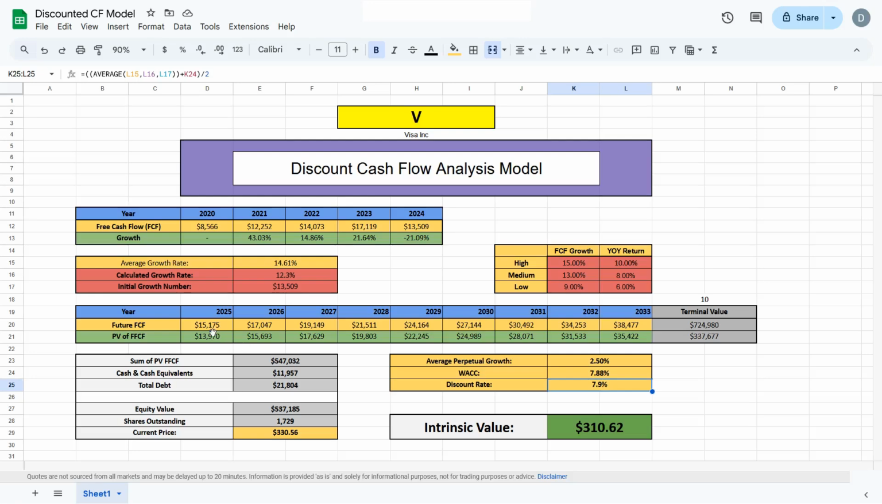We will then take this and use it to calculate the present value of that future free cash flow, including the terminal value. Now, to carry on with the valuation, we have to sum all of it up and add the company's cash and cash equivalents minus their total debt, and you can find both of these again in the balance sheet in Seeking Alpha. After doing this operation, we will get an equity value, which I will divide by the shares outstanding and get an intrinsic value of $310.62, which, as you can see, is lower than the current trading price. And this would tell us that Visa is currently slightly overvalued compared to their future free cash flow, so you might want to wait for their price to drop a little lower before buying.